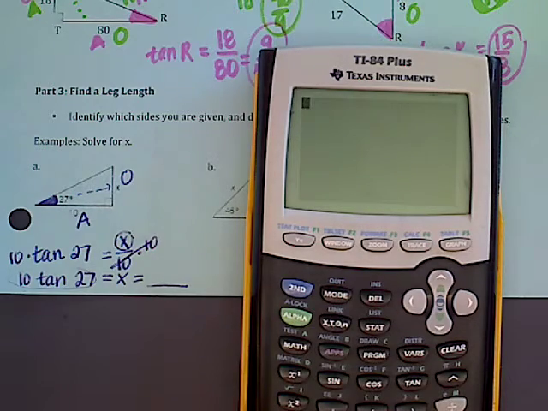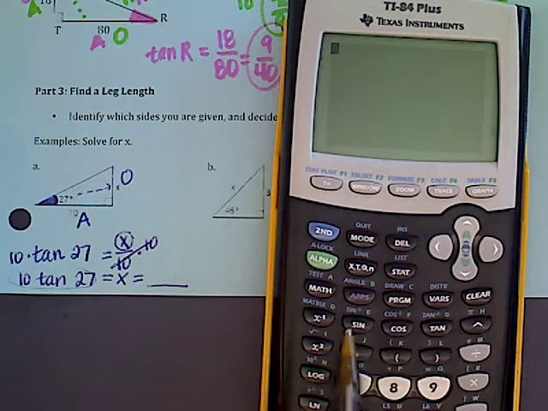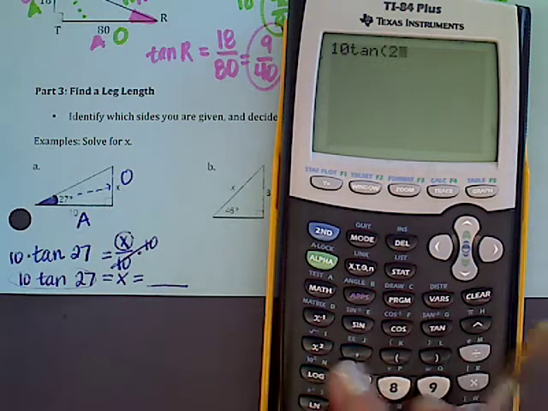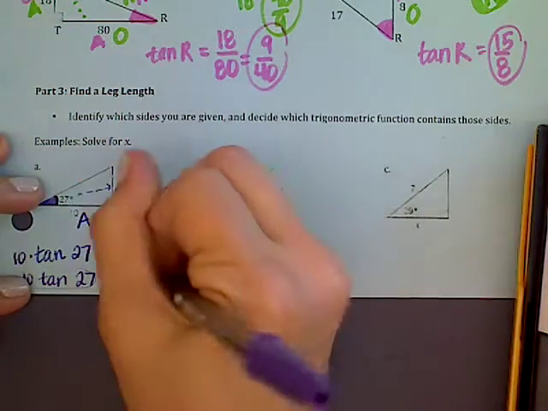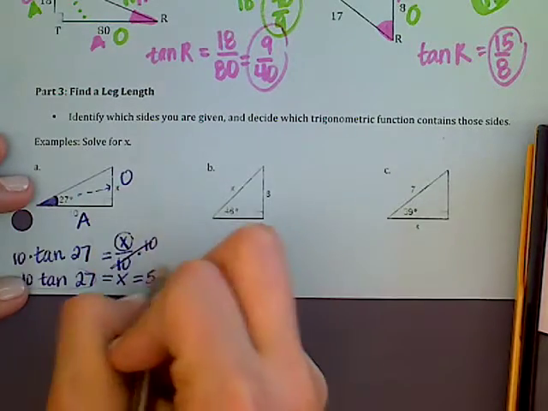Now what you do is you use these trig function buttons right above the numbers: sine, cosine, and tangent. 10 tangent 27 is 5.1. And that's it. That's our answer. Again, the tangent button is right here. So it's 5.1 for this answer.